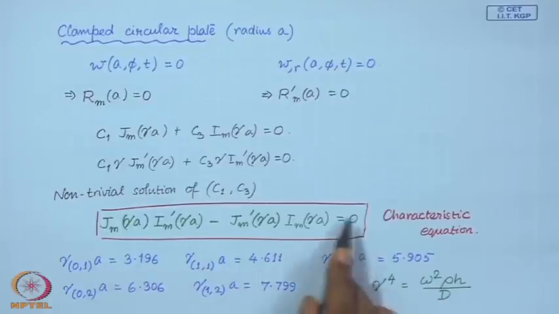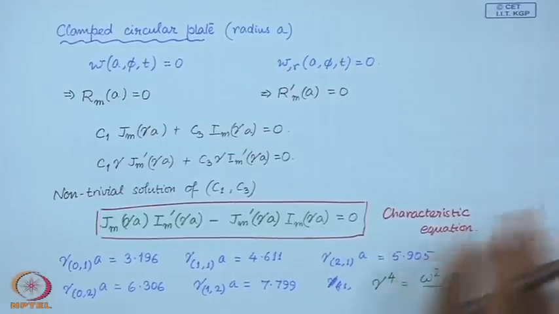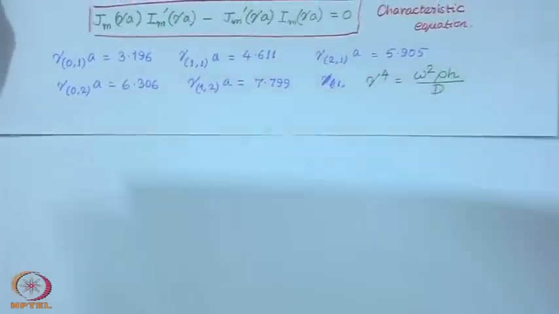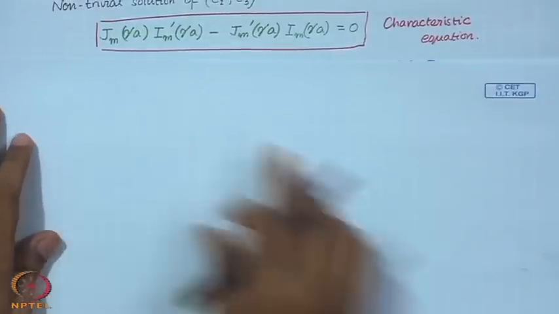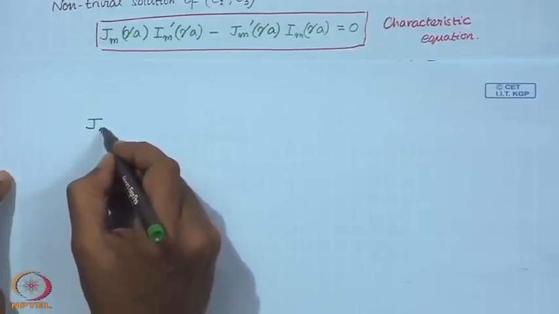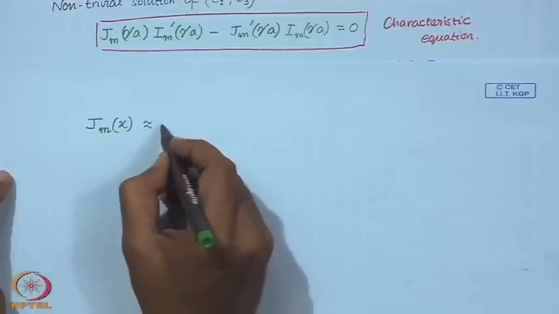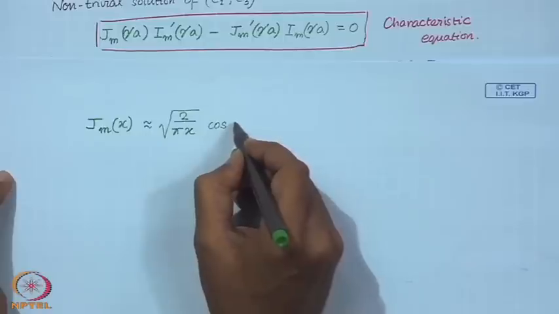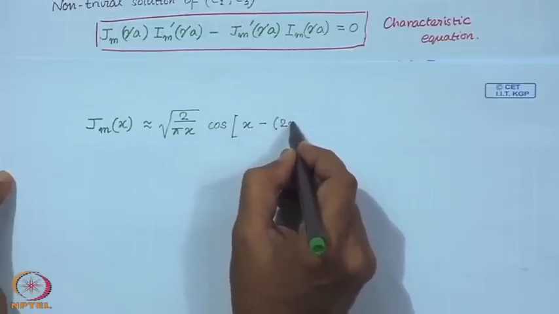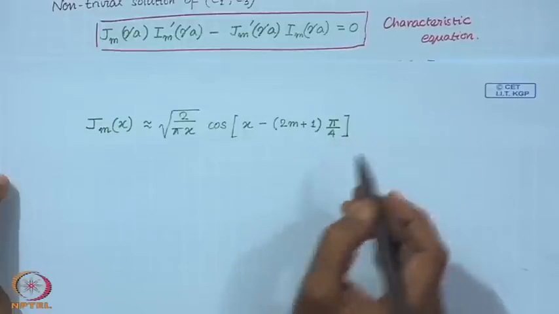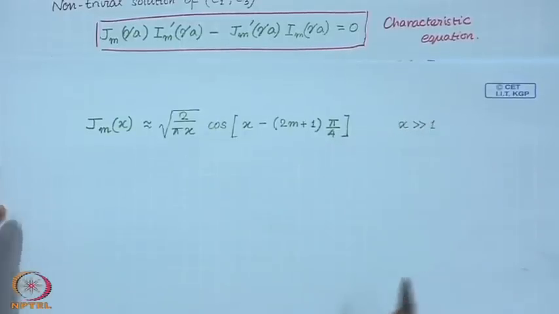Now, this characteristic equation affords an approximation. As we have seen before, the Bessel function of the first kind has an approximation for large arguments. So, for large value of the argument of the Bessel function of the first kind, I can write this, for x large. So, we have this approximation.